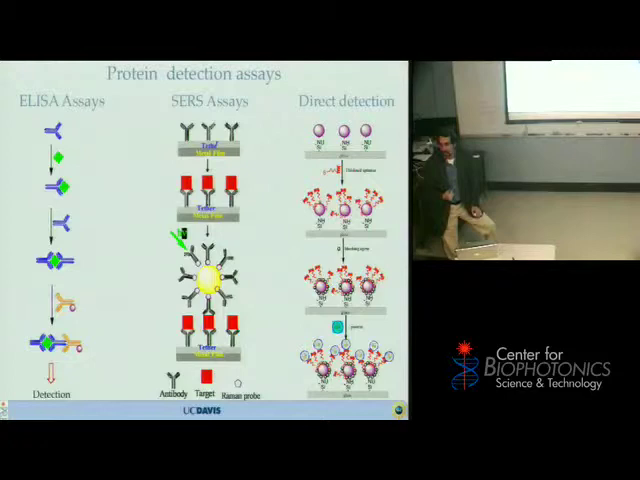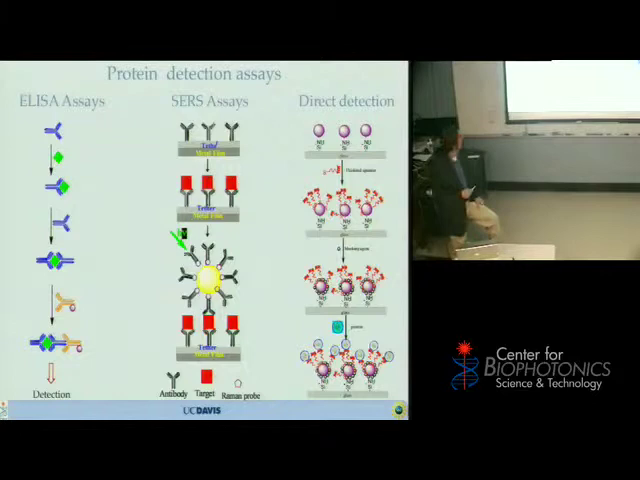Does it work for HIV too? Anything that you can create, if you can find an antibody against a particular molecule, then you can develop an assay against that. The traditional ELISA assay, there's a small sphere there that's supposed to represent a fluorophore or some kind of a color agent.